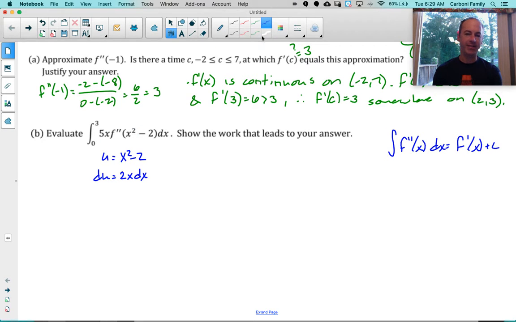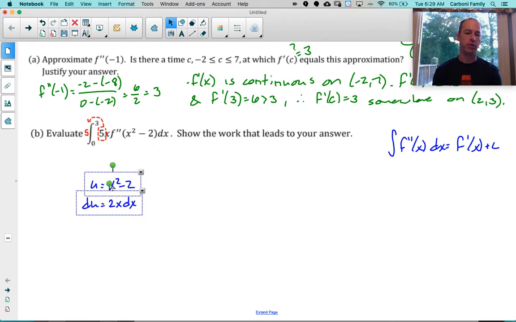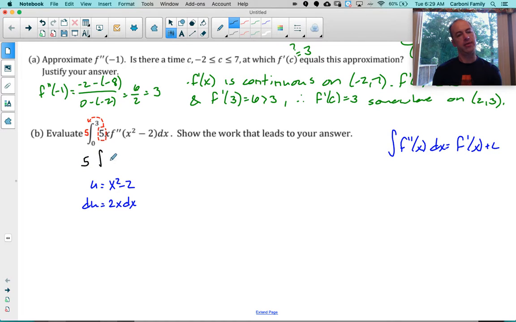I have a 5x dx. That 5 is in the way. It is not helping me. So I'm actually going to take that 5, move it out here, and I'm going to rewrite my integral as 5 times the antiderivative of x f double prime of x squared minus 2 dx. And now to create my du situation, I'm going to put a 2 in front of my x and a 1/2 out here. And this integral will then turn into 5/2 times the antiderivative of the 2x dx, which is my du.